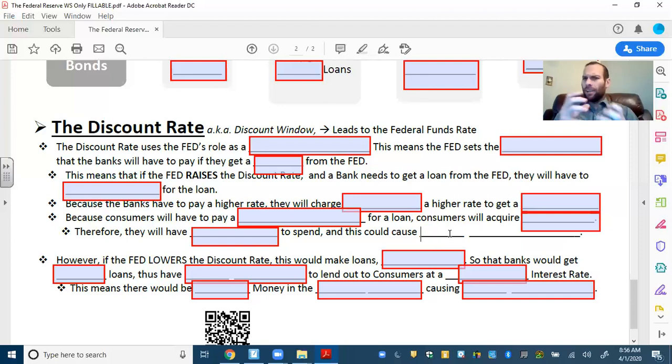So I know this is kind of a whirlwind of stuff, but just think of it. If the Fed raises the interest rate, banks raise their interest rate. And if banks have a higher interest rate, consumers see these expensive interest rates and they don't get as many loans. So if they get fewer loans, they have less money to spend. So there's less money in the money supply, causing less inflation.